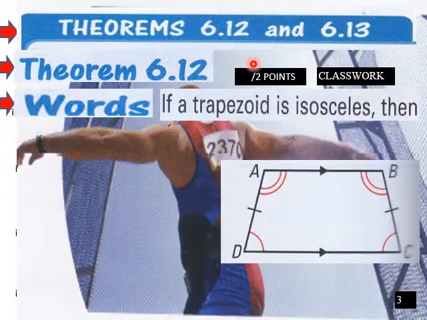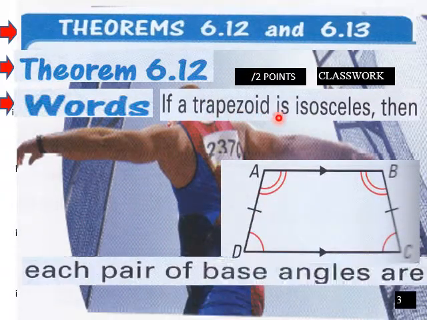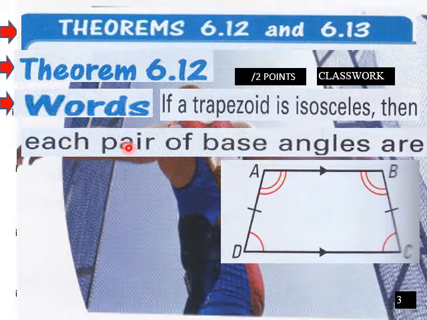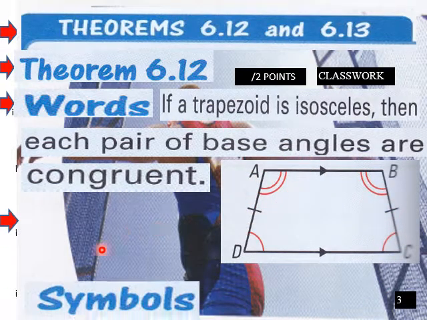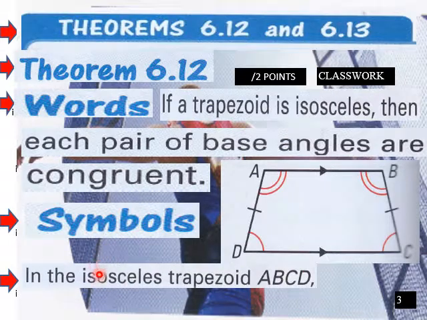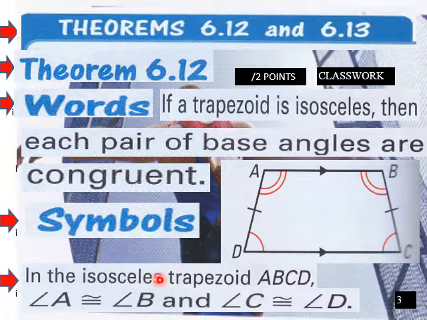Theorem 6.12 and 6.13. If a trapezoid is isosceles, then each pair of base angles are congruent. So congruent, congruent, congruent, congruent. Isosceles trapezoid here. Symbols, so symbology in isosceles trapezoid, angle A is congruent to angle B, angle C is congruent to angle D.